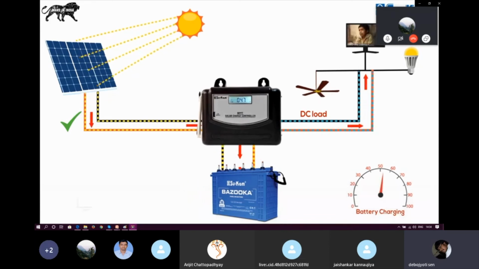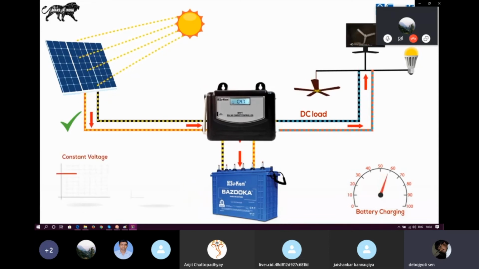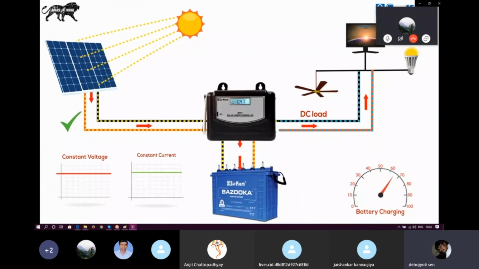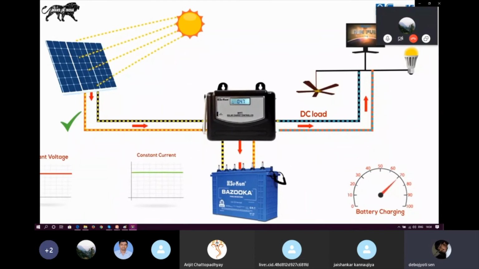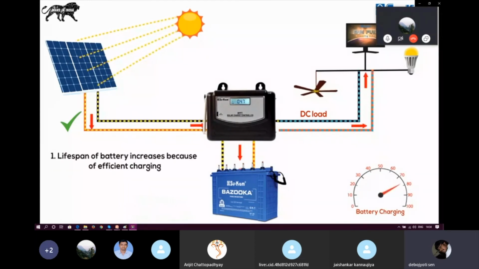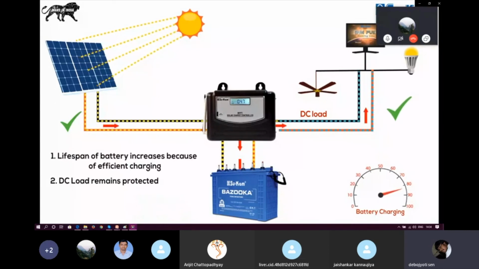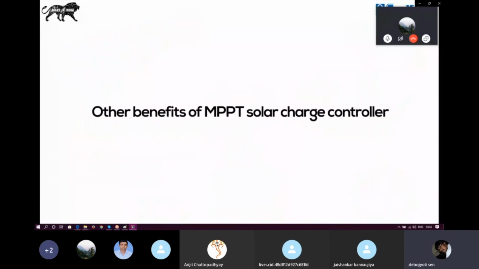Let us see and complete this video. It maintains a constant voltage and a constant current to feed the battery, as I said, ensuring the lifespan of the battery. Because of efficient charging, DC loads remain protected. Fine.